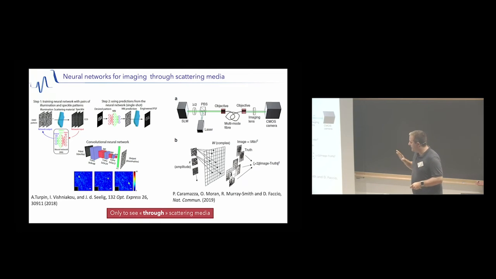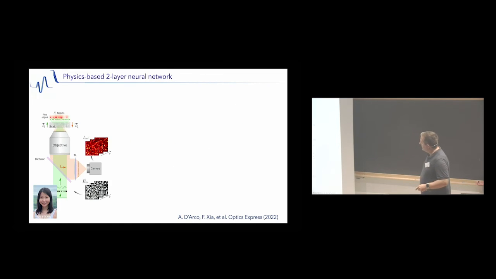So I think this is a nice approach that we try to get inspiration from, but I also want to point out that this is only to see through the scattering medium. So it's not inside the scattering medium. So what we try to do is get inspiration from that and apply it to our non-invasive imaging. This is the work of Alexandra Darko and Faye Xia. So Faye is here. And we try to use this, we call this physics-based, which is not an invention, but that's what it's called, a two-layer neural network.